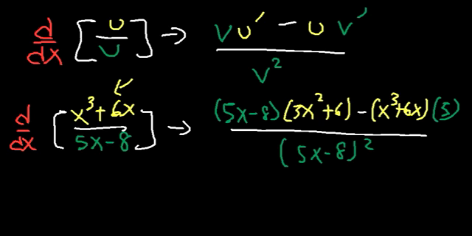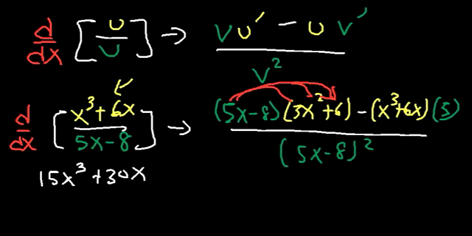So let's do that. Let's FOIL first. 5x times 3x squared is 15x to the 3rd power. Next, 5x times 6 is 30x. And then negative 8x times 3x squared is negative 24x squared. And negative 8 times 6 is negative 48. Let me just double check my work, make sure that I didn't miss anything. Okay, so that's it for that.